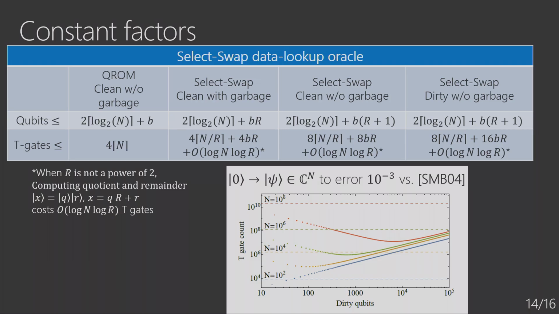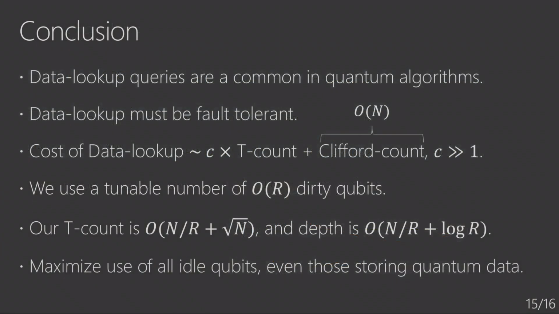And if you were to make a comparison with Shende Bullock Markov for preparing arbitrary states in this graph, you can see that if you want to load in 100 million elements, then you get some non-trivial speedup if you use enough qubits. But I must reiterate that we don't always have that many qubits available, and there will always be a point where maybe this trade-off doesn't fit.